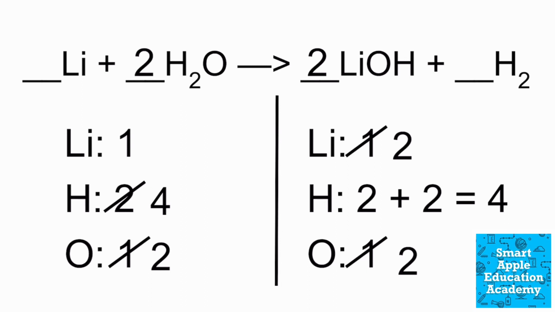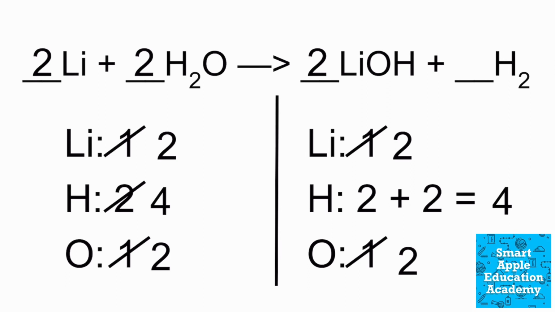So on the left side we have 1 lithium, but on the right side we have 2 lithiums, so these numbers are not equivalent. However, there are 4 hydrogens on the left side and 4 hydrogens on the right side, so these numbers are equivalent. We can put a coefficient in front of Li, and that coefficient is 2, so if you put a 2 in front of Li, then that 2 distributes to lithium, and now we have 2 lithiums. So now there are 2 lithiums both on the left side and the right side.